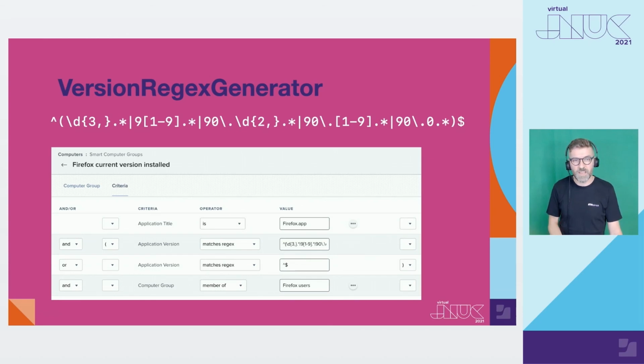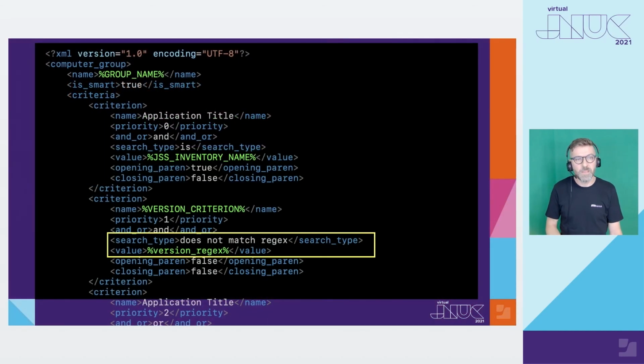Using this string instead of the actual version allows me to scope my install policy only to computers that have an older version of the app installed, rather than that normal way with Jamf, which is only a match of the exact value. The value is added as a smart group criterion using the application version matches regex or application version does not match regex operators, depending on your smart group composition. In our smart group template, we changed to using the does not match regex search type and set the value to a variable named version_regex, which is outputted from the processor.